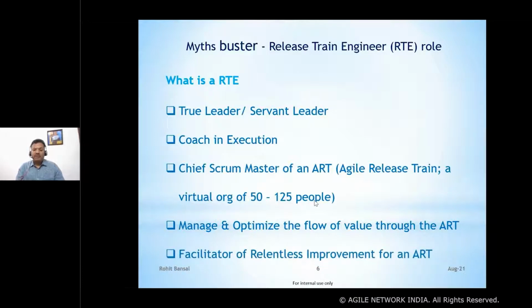Facilitator of relentless improvement for an ART. As an RT, a person's responsibility is focusing on relentless improvement: how people can become a better version of themselves, how teams can become better, how the team of teams can become better. It's looking at some of the important key milestones, reflecting and identifying the actions, and encouraging teams to understand the importance of it.